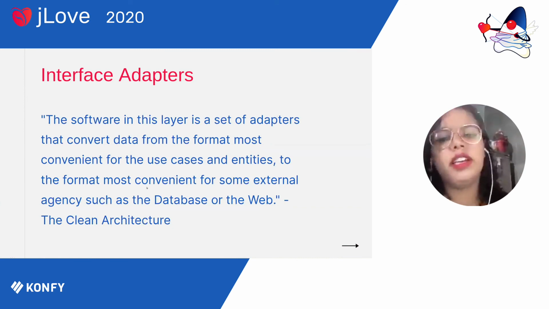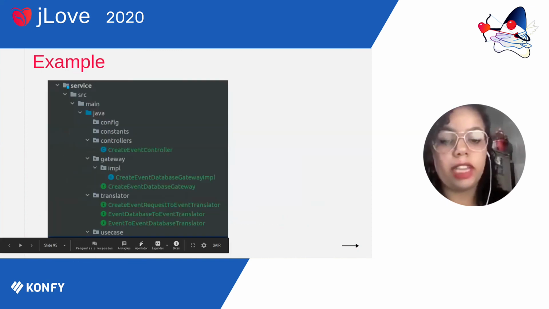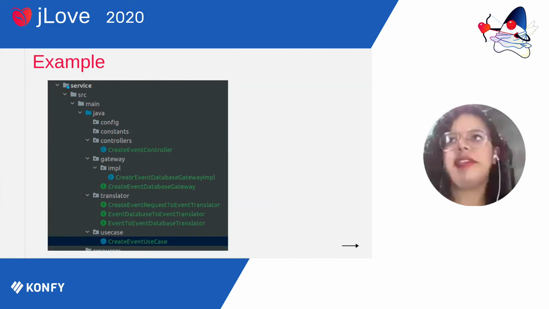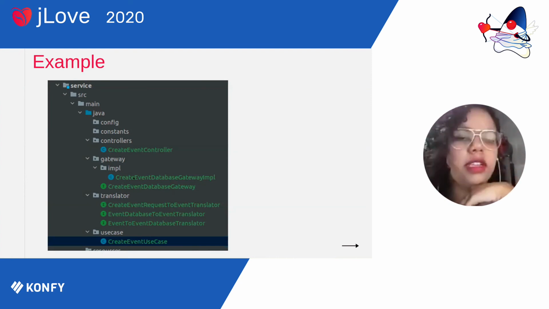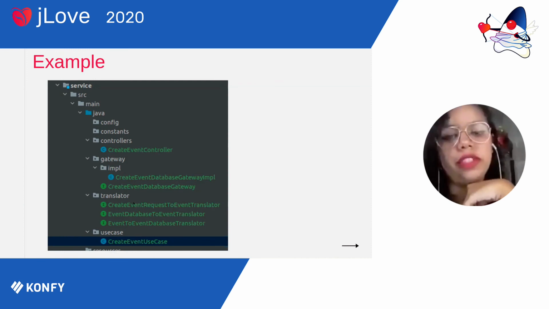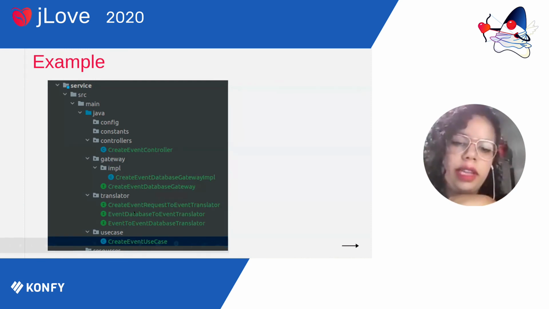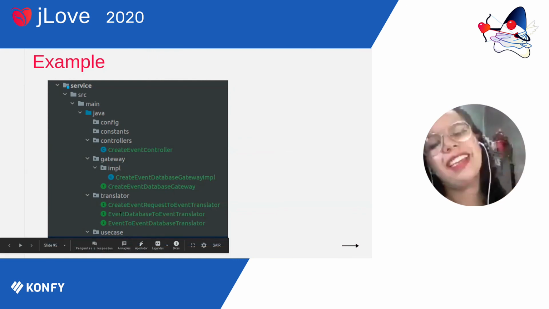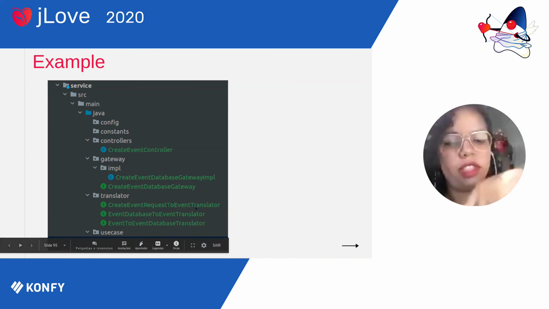Here I make an example with the interface CreateEventDatabaseGateway, and the class that implements it, CreateEventDatabaseGateway implementation, contains all the logic of making an insert on the database, for example. It's a type of repository. And we have the translators, as I said: CreateEventRequestToEventTranslator, CreateEventDatabaseToEventTranslator, and EventToEventDatabaseTranslator. The first is request to domain, the second is database to domain, and the third is domain to database.